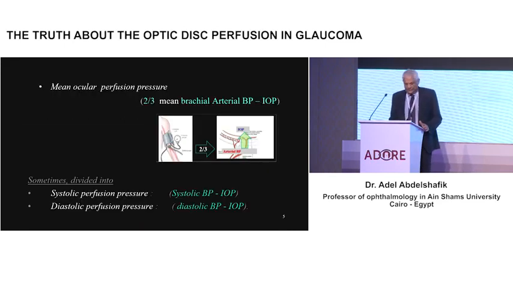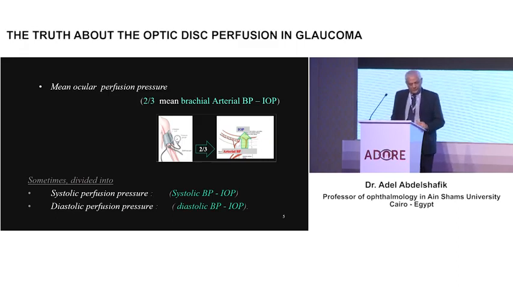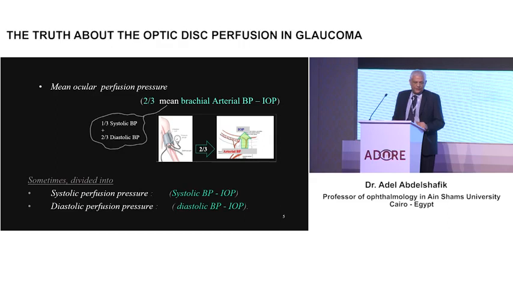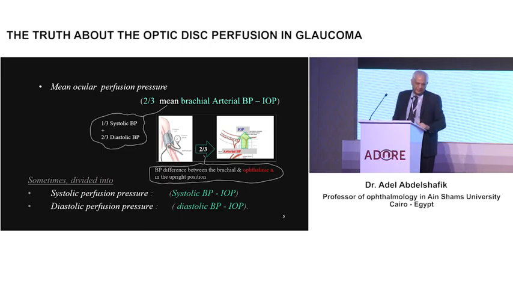There are different things measured. The mean ocular perfusion pressure is the difference between the brachial blood pressure and IOP. What is meant by mean? It is 1/3 systolic plus 2/3 diastolic. And we take 2/3 of this value because this is the difference between the pressure in the brachial artery and the ophthalmic artery. Sometimes they measure the systolic perfusion pressure or the diastolic perfusion pressure.